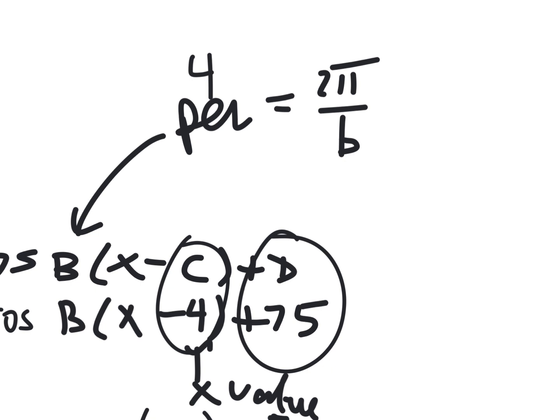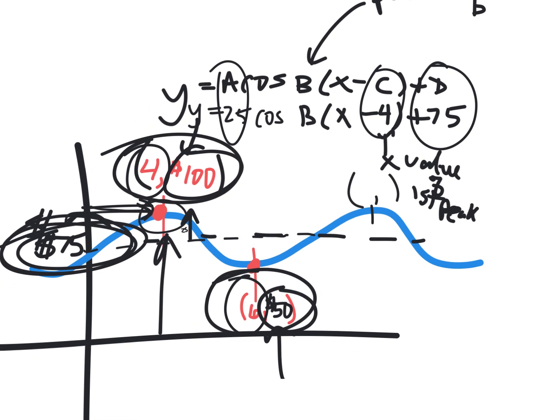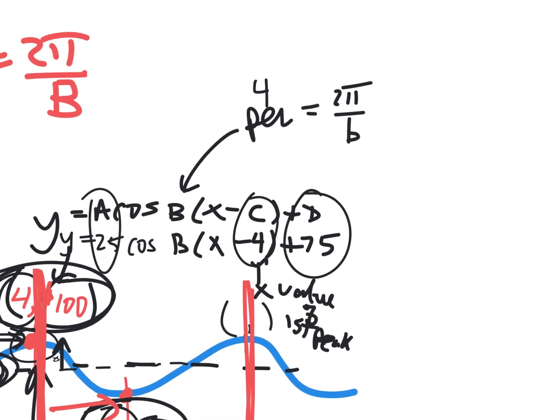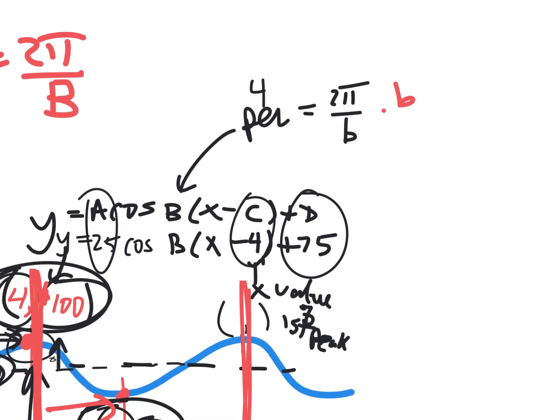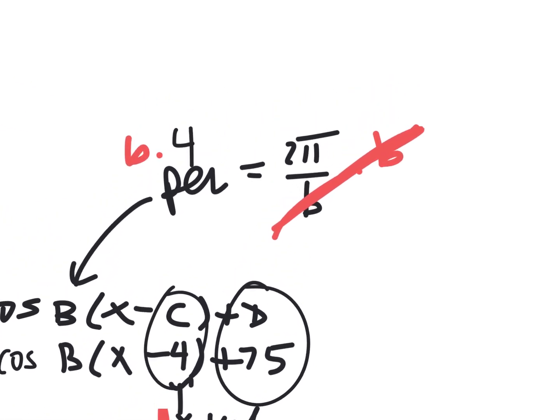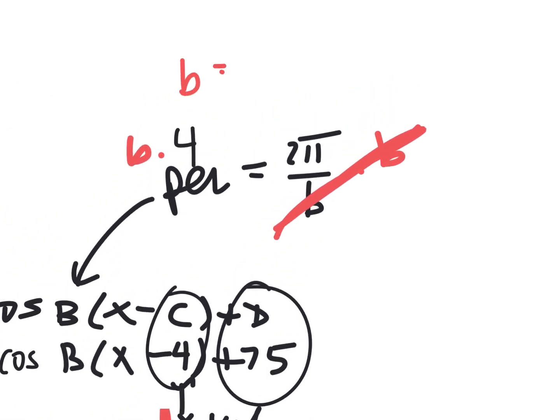Because 2 hours got me from a high to a low. I need to get from a high back to a high again. This is a complete cycle, from here to here. So if halfway was 2 hours, then the whole thing must be 4. And if you can't solve this, you don't know basic algebra, but I think you do. So I think you'd be okay with this part. And you get 2 pi over 4. Should you reduce? Yes, of course you should reduce.